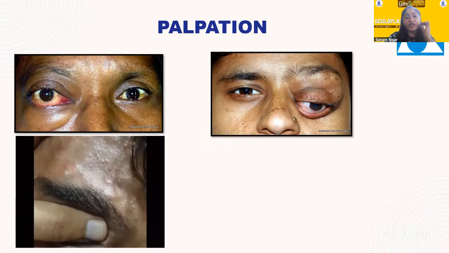A finger insinuation test is very, very important, so that you can mention whether you're able to insinuate the finger between the globe and the mass, or the mass and the orbital rim. If you cannot insinuate, then probably the mass is infiltrating either towards the globe or there's a bony erosion associated with it as well.